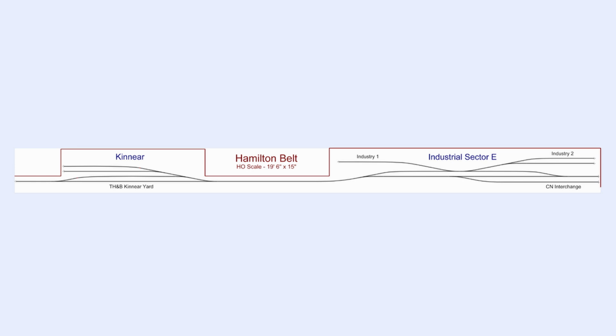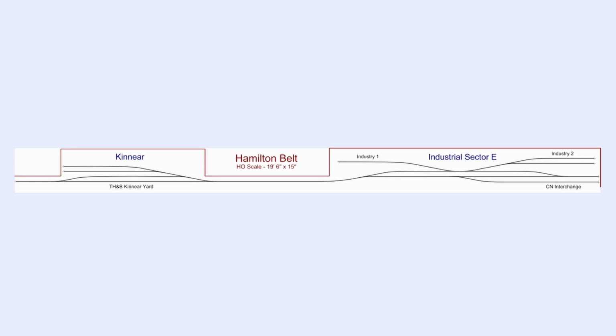And so what you're looking at is basically a very condensed version of what's known as the Hamilton Belt, which basically connects Kinnear Yard with the industrial sectors along the waterfront in Hamilton, Ontario. And so the left side of this layout is going to represent Kinnear, or it could represent staging, depending on what type of operations I want to explore. And the right side is what I'm calling Industrial Sector E, which has a variety of different industries.